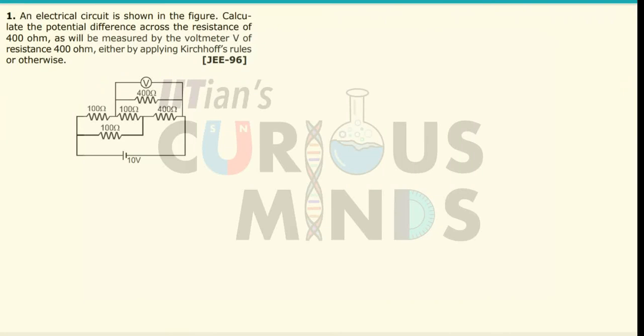An electrical circuit is shown in the figure. Calculate the potential difference across the resistance of 400 ohms, either by applying Kirchhoff's law or otherwise. Now let me first rearrange this part.